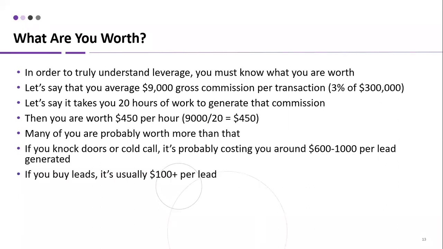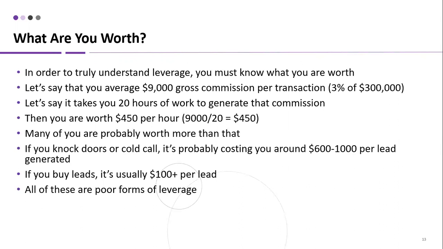If you're buying leads from Zillow or any of those other lead providers, if you do the math of how many leads you're receiving versus how much you're paying, my experience is most of my clients that have done that are spending over $100 or more per lead. So a lot of the things that agents are doing to generate business are super expensive. That's why these are just poor forms of leverage, because it's not getting you to the level that you want at a price that's effective.